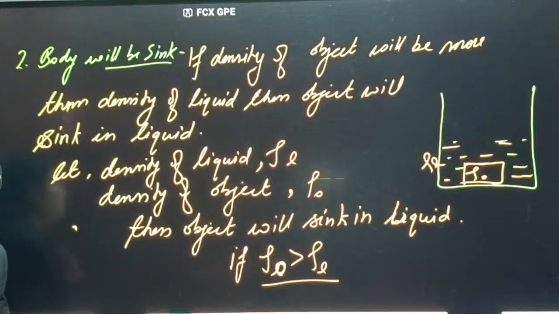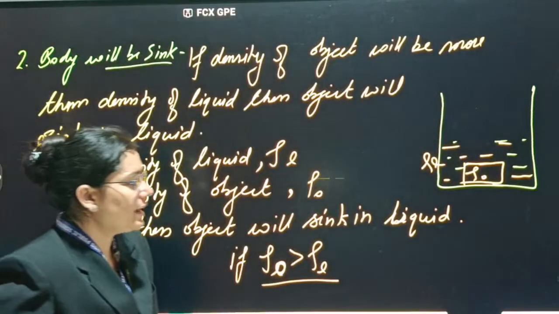तो float कब करती है, जब density क्या रहती है object की कम रहेगी liquid से, then in that case the body will float there. If the density of the object is more as compared to the liquid, then the body will sink there.